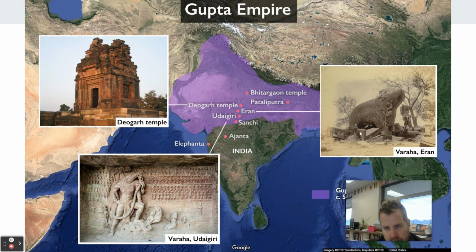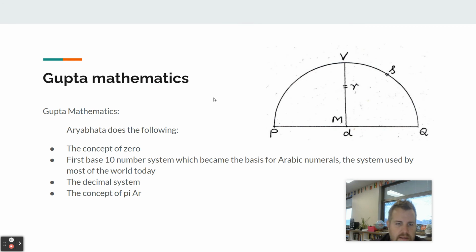Here's a mini map of the Gupta Empire over here. And as you can see, we have various city-states spread out through this empire, which again allowed it to not be so centralized.